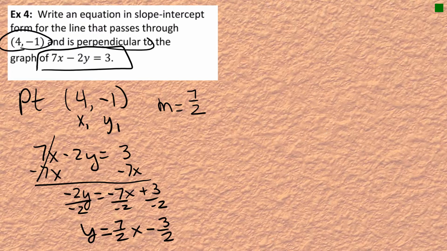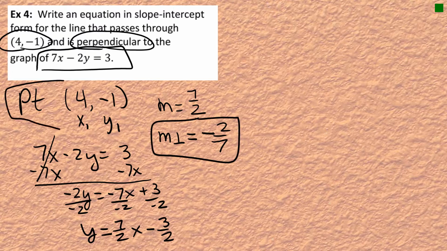But they want it to be perpendicular, so I have to do two things to it. First, I have to make the signs opposite. My original slope was positive, so I'm going to make my new one negative, and then I have to flip the fraction. So I get negative 2/7. This is the slope I'm going to use, and this is the point I'm going to use.